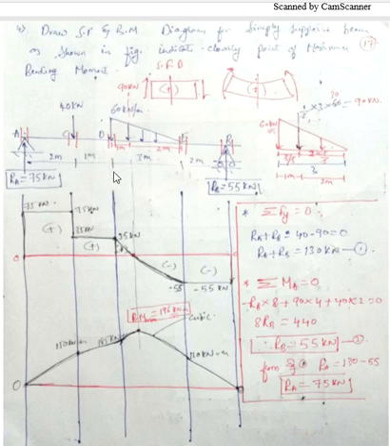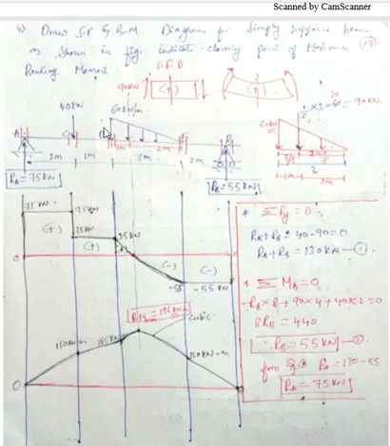Again, for plotting the SFD and BMD, calculate the reactions. Since it is a simply supported beam, I have a reaction RA at A and a reaction RB at B. For calculating those reactions, I am going to use the static equilibrium equation, summation of Fy equal to 0. But before we use this equation, let us convert the UVL into a point load.